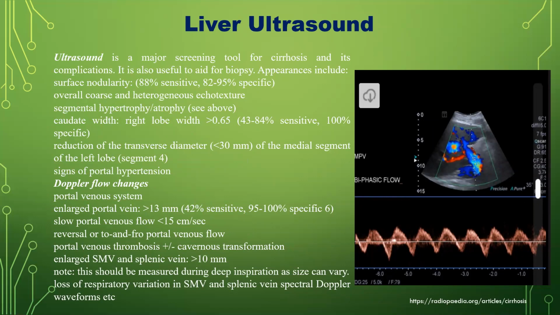Ultrasound is a major screening tool for cirrhosis and its complications. It is also useful as an aid for biopsy. Appearance includes surface nodularity, overall coarse and heterogeneous echo texture, segmental hypertrophy or atrophy, caudate lobe enlargement, reduction of the transverse diameter of the medial segment of the left lobe, and signs of portal hypertension. The usual change in hepatitis is an increase in the size of the liver. The usual change in cirrhosis is a decrease in the size of the liver.